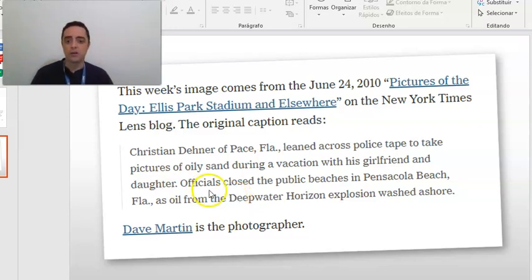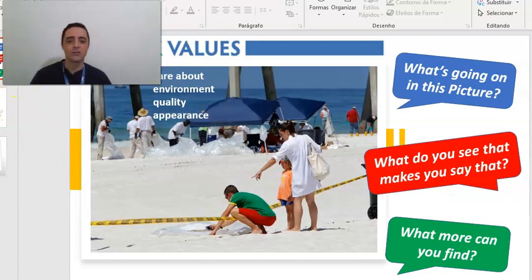Then we have officials, so like people from the government, "closed the public beaches in Pensacola, Florida, as oil from the Deepwater Horizon explosion washed ashore." So we had an explosion, and then we had oil spreading around all the sand. So this is the caption for that picture, okay. I think it was quite intriguing when you have something like this.